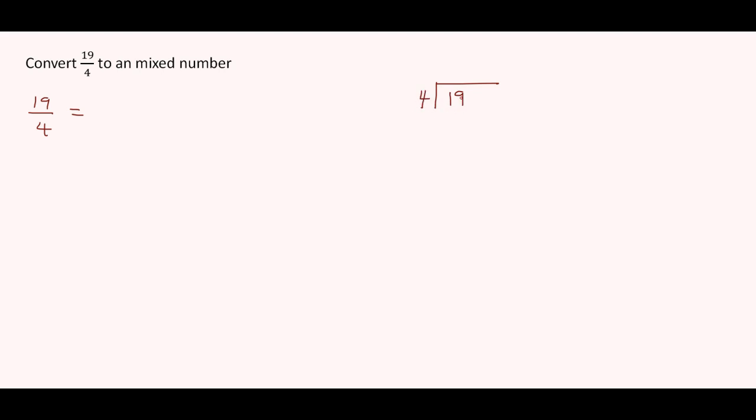4 times 4 is 16. 4 times 5 is 20. So we're going to use 4 right here. 4 times 4, we have 16. We have a remainder of 3. One thing to note here is, if your remainder is larger than your divisor, then it means you need to go a bit further. It means the number you've chosen as your quotient is too small. So that's one thing to also take note of. So here we have our whole number is 4. Our remainder is 3, and then our divisor is 4.